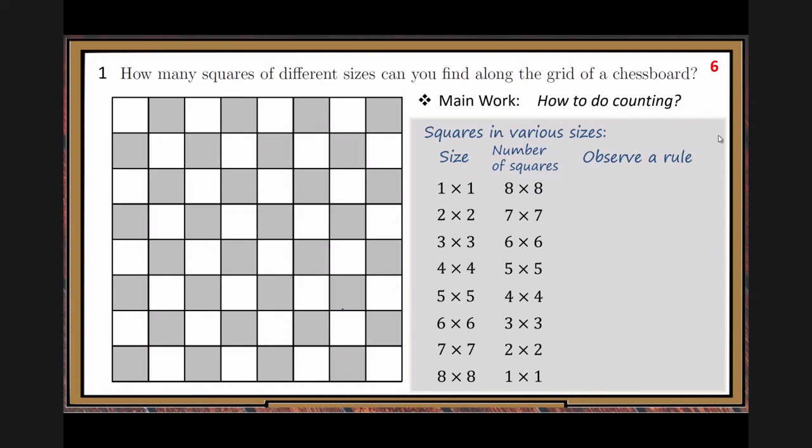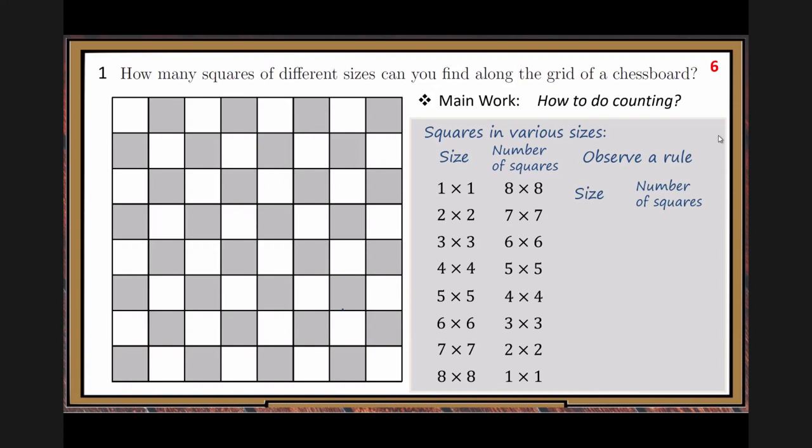Observe a rule. Here, that's how we manipulate our data. So we organize, and we generate some results, some intermediate results, and a final result. Before we get a final result, we have some intermediate results. Subtotal, intermediate results.